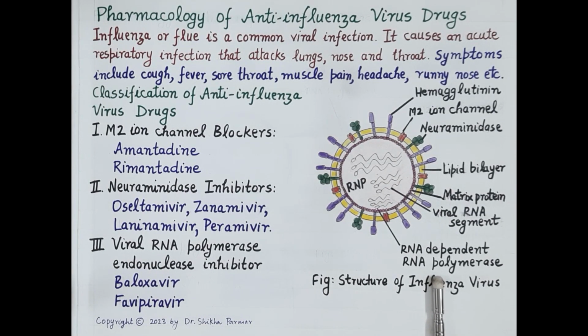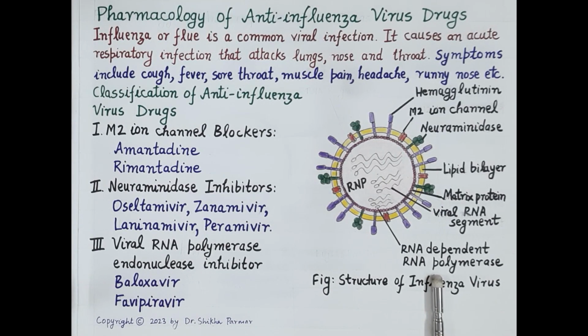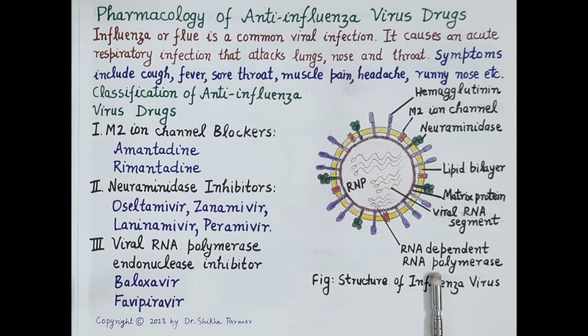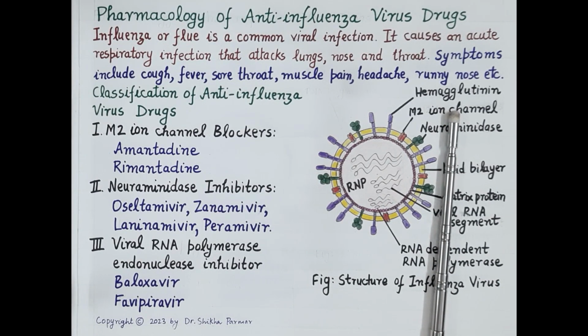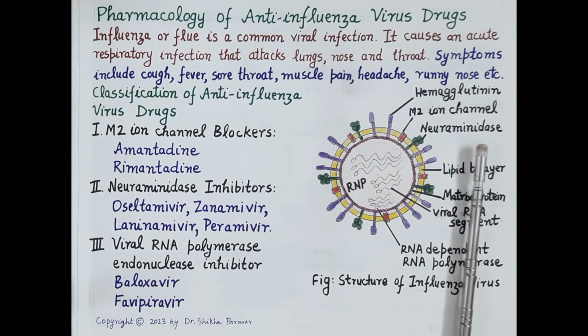Now, this enzyme is also essential for transcription, that is for the synthesis of viral messenger RNA. Viral messenger RNA further induces translation and viral proteins are synthesized. Now, for producing infection, the hemagglutinin proteins bind to the sialic acid residues which are found on the host respiratory epithelial cells. Then neuraminidase, it is an enzyme, it is a sialidase enzyme.